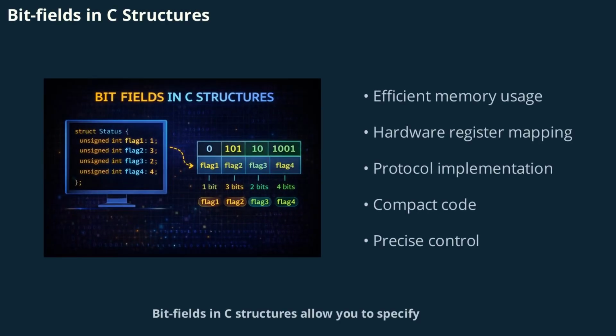Bit fields in C structures allow you to specify the exact number of bits used for each member. This is especially valuable in embedded systems, where every byte counts. By defining bit fields, you can efficiently map structure members to hardware registers or communication protocol fields, saving memory and making your code more readable.